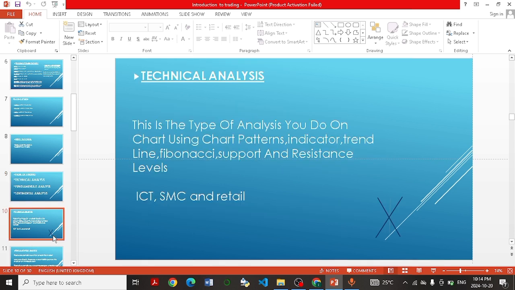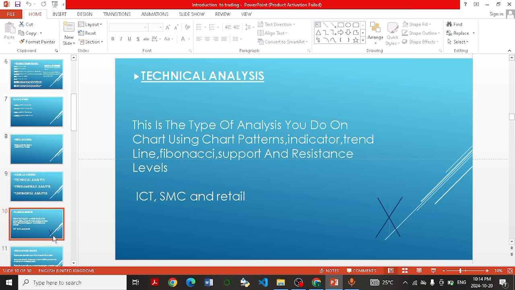Now, technical analysis, this is the type of analysis you do on the charts using chart patterns, indicators, trend lines, Fibonacci, support and resistance levels. That is technical analysis. Now, in the forex space currently, there are a lot of technical analytical strategies. There are a lot of ways people analyze the market. There's the ICT concept, there's SMC, that is smart money concept, there is retail.